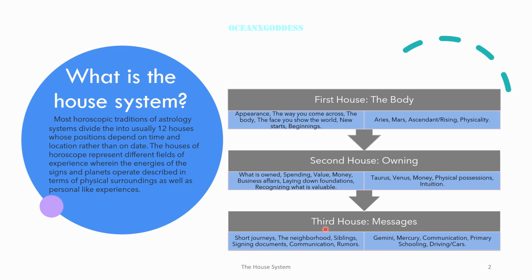So the third house covers messages, really I would like to say communication, but we're just going to say messages. Some things that the third house deals with are short journeys, the neighborhood, siblings, signing documents, communication, and rumors. Some things that correlate with the third house are Gemini, Mercury, communication, primary schooling, and driving cars, or the cars you may own, or the cars just driving.